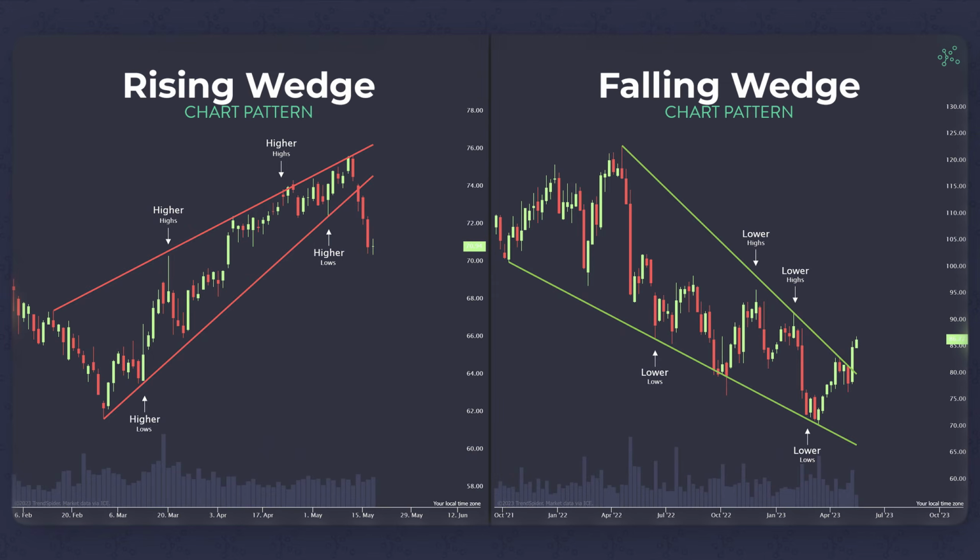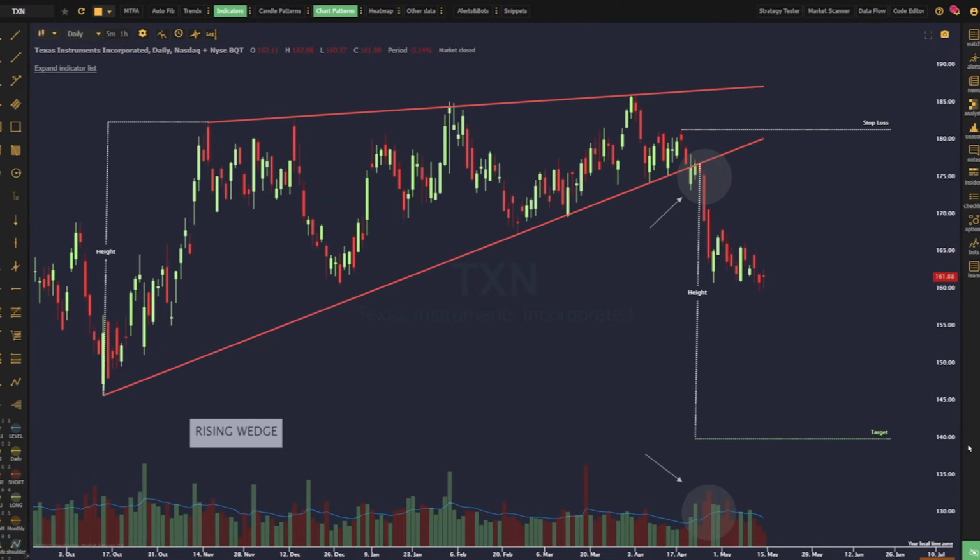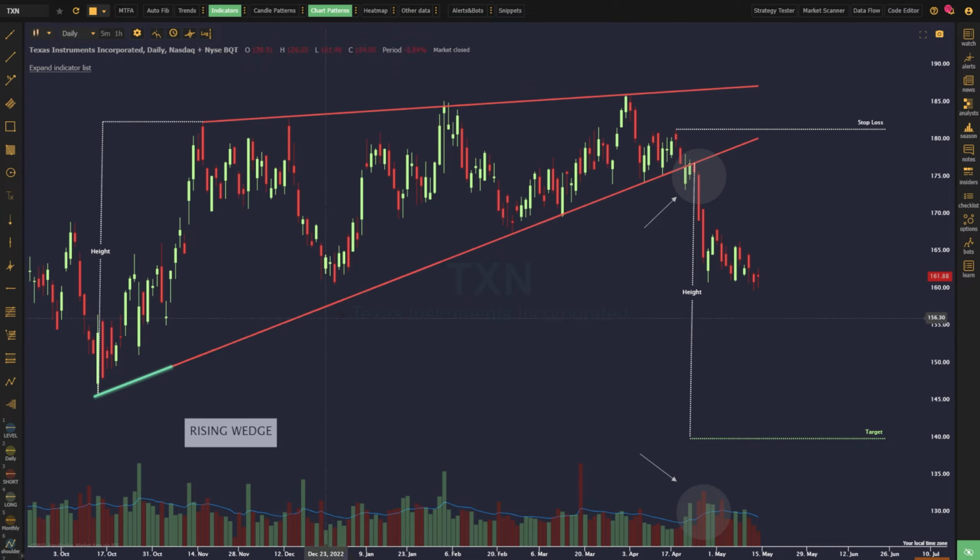Our next pattern is the wedge pattern, of which there are 2 types, rising and falling. Rising wedges are characterized by converging trend lines connecting higher highs and higher lows. They can form during both uptrends and downtrends, but are typically considered a bearish reversal pattern when formed during an uptrend.